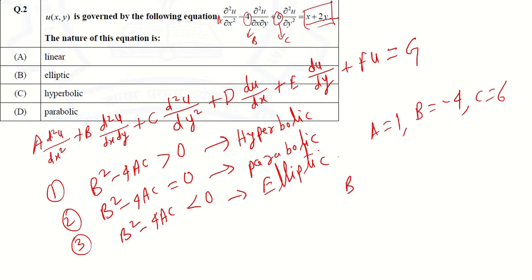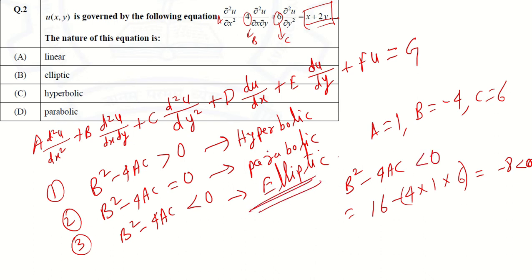So now b square minus 4ac is equal to, b is equal to minus 4, that is 16, minus 4 into 1 into 6, is equal to minus 8, which is less than 0, right? So b square minus 4ac is less than 0, that is elliptic. So B is the right option, elliptic.